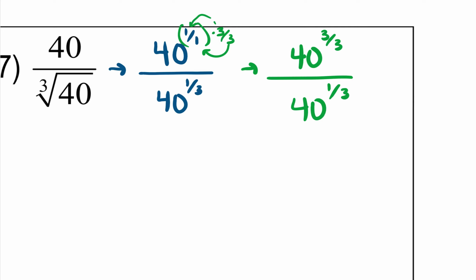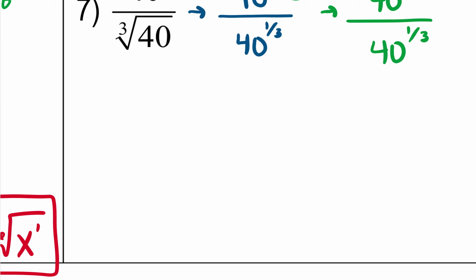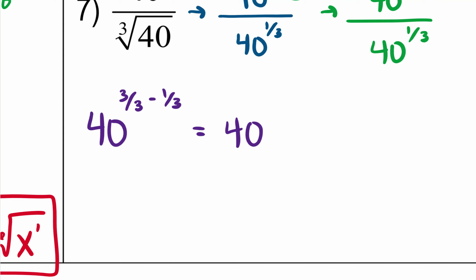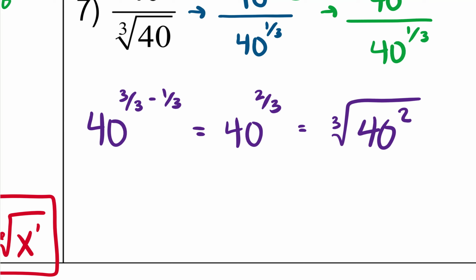Now, I'm dividing on this one, so I subtract my fractions. Let's do that. Move down here, so I'm going to have 40, and I have the top fraction minus the bottom fraction. That's all I do. 3 minus 1 is 2, so I have 40 to the 2/3. If I keep going, that doesn't divide, so I'm just going to do an index of 3, and it'll be the cube root of 40 squared.